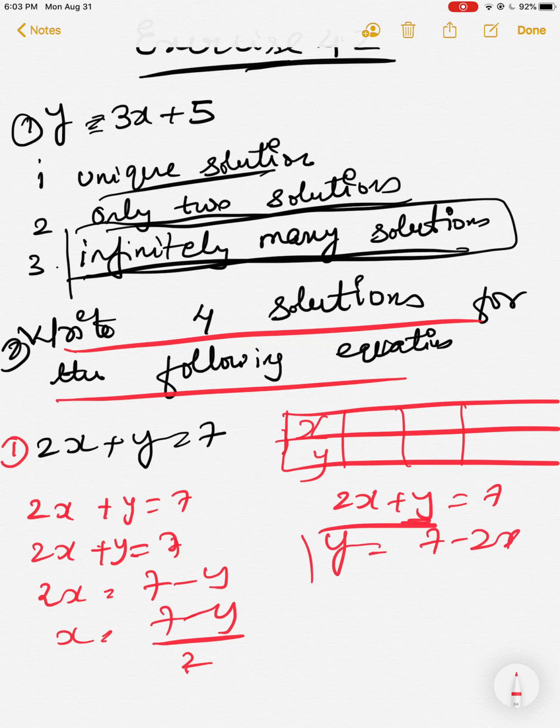You can choose any one, but whichever is easier according to you, that you pick. Here x has coefficient 2 and y has coefficient 1. So whenever you have to bring it in x form or y form, try to choose the variable which has 1 as the coefficient, because that saves one step. We can bring x or y. If we bring x, we have one more step to divide by 2. But y has coefficient 1 here, so if you bring it in the y form, then only one step is enough.